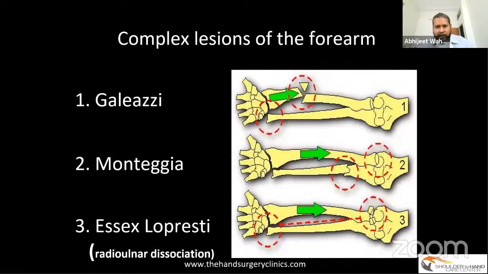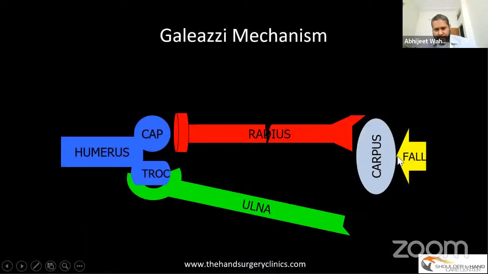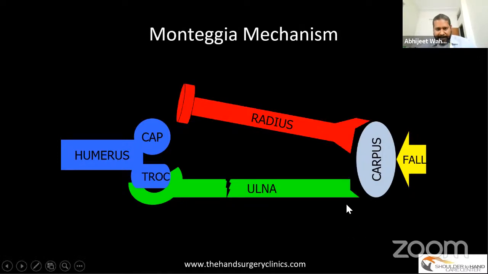So what are complex lesions of the forearm? We have either the Galeazzi variant, the Monteggia variant, and the Essex Lopresti variant. Let us try to understand what is happening. Whenever there is a fall on an outstretched hand, here is a schematic diagram showing you the forearm axis with the elbow joint. When there is an axial loading of the forearm, and the radius fails, and there is a fracture and a dislocation of the distal radio-ulnar joint, this is the Galeazzi mechanism.